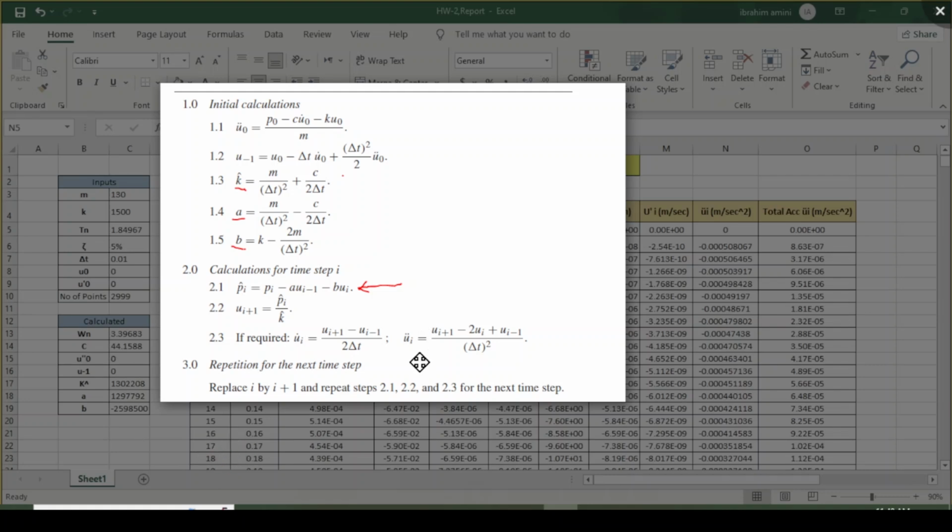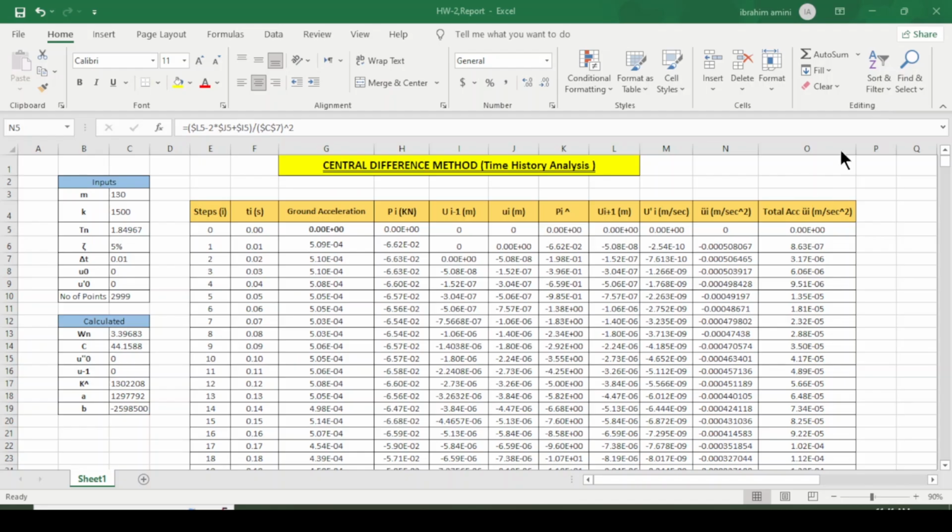Then look here at the velocity, u_i double dot and velocity single dot. Velocity is u_i displacement, one dot. Acceleration is u_i displacement, double dot. That will be acceleration: displacement u_i minus 2u_i plus u_i minus 1, divided by the time difference squared. So you will use this acceleration formula here to calculate these accelerations. Displacement, velocity and accelerations in meters per second squared.